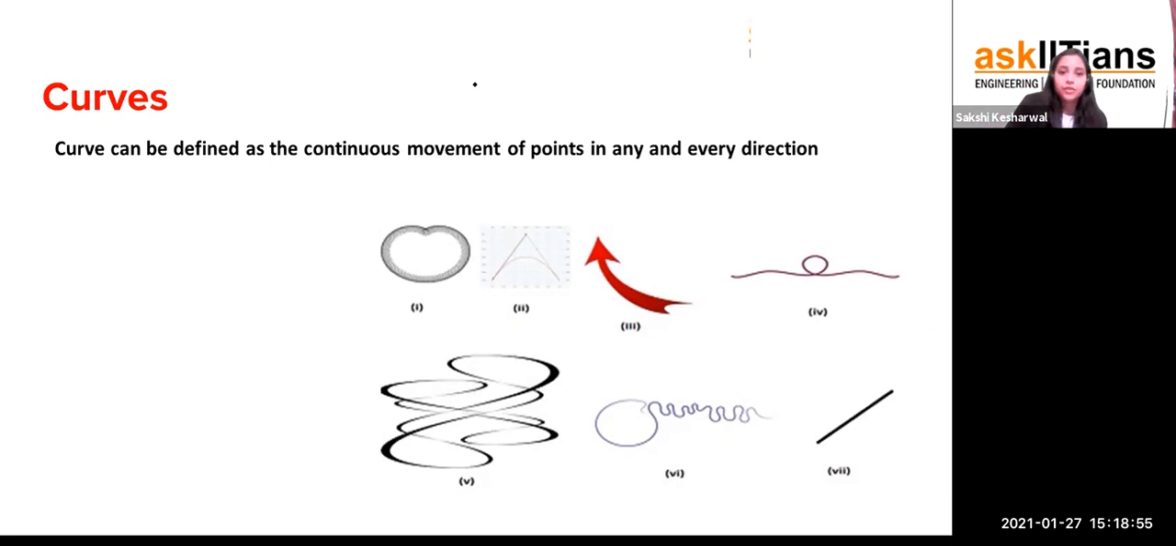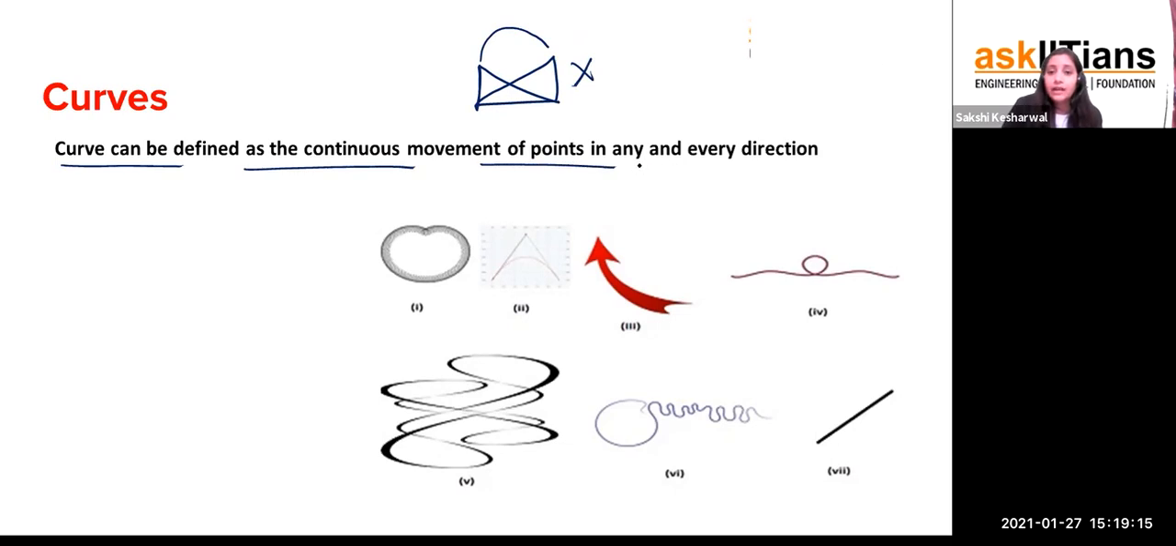Let us suppose I made a figure like this, like this, like this. Yes, you can just go once again over here, right? But I did not lift my pen. But if I make this figure, I lifted my pen, so this is not a curve. So a curve can be defined as a continuous movement of a point in any and every direction without lifting the pen.